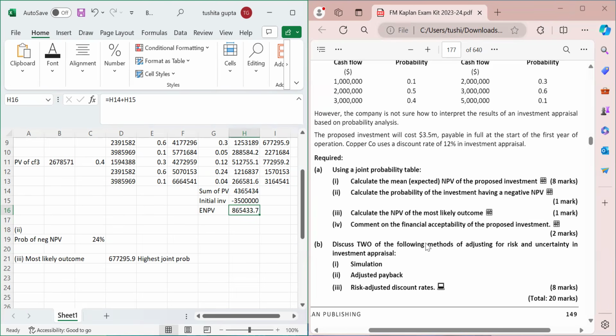So you have to determine that what premium should this project specifically give you, so that it becomes worth taking the risk that it entails. So this is how risk adjusted discount rate helps you incorporate risk and uncertainty in your investment appraisal.